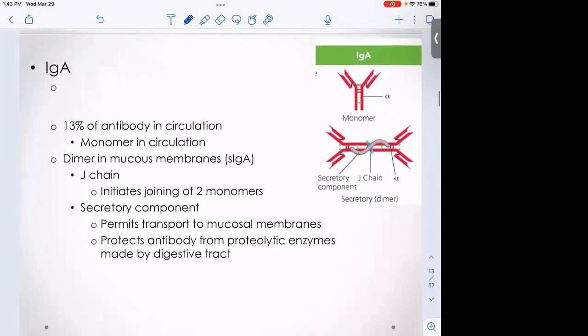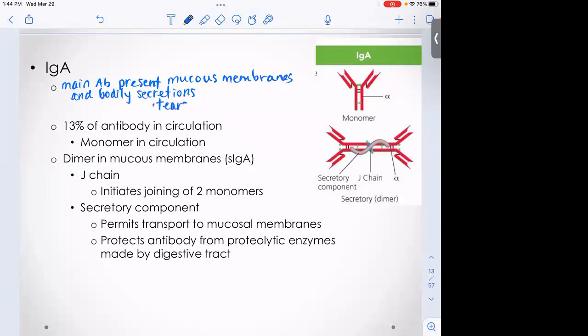Another way that newborn babies can be protected and get some maternal antibodies is that sometimes there's some passing of IgA antibodies, because this is the main antibody present in mucous membranes and bodily secretions. By bodily secretions, I mean things like tears, saliva, and breast milk.